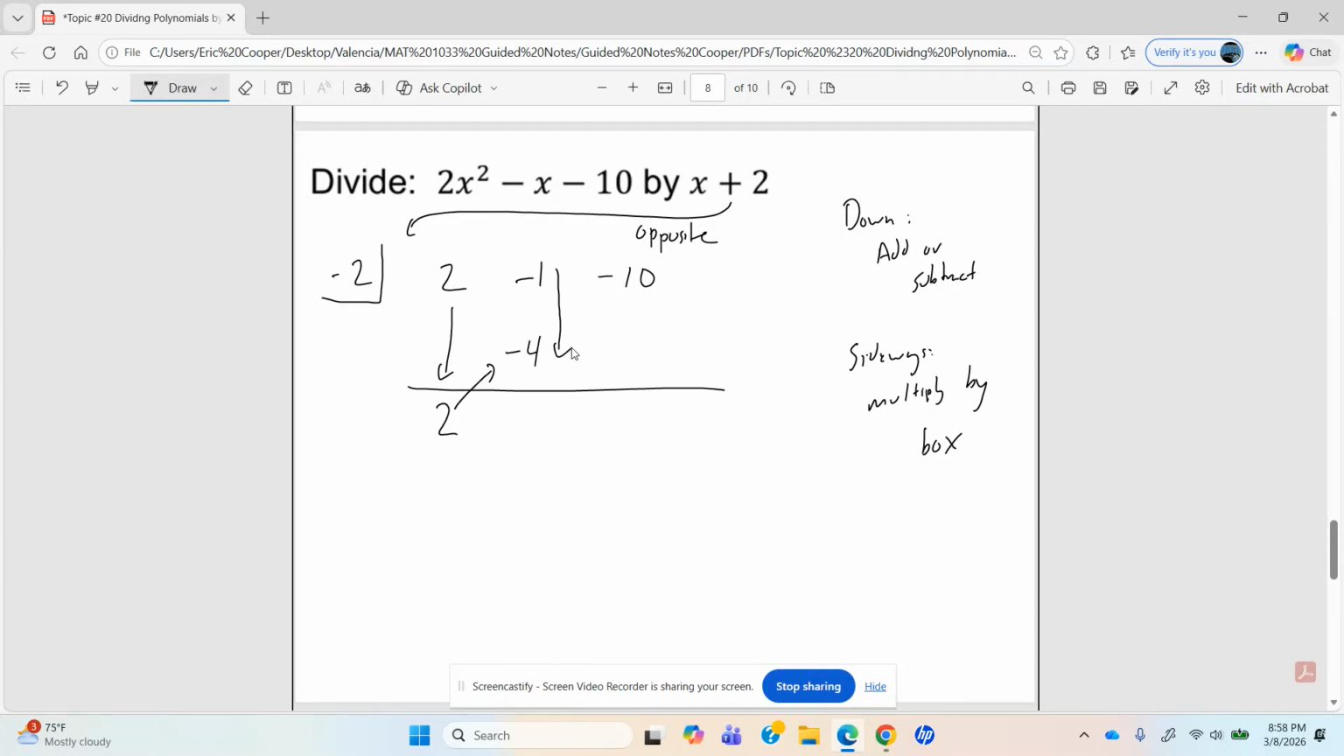Then we're going to move down again. So in order to move down, we either add or subtract. We basically do what the signs say here. -1 minus 4 gives me -5. And then we're going to move sideways here again.